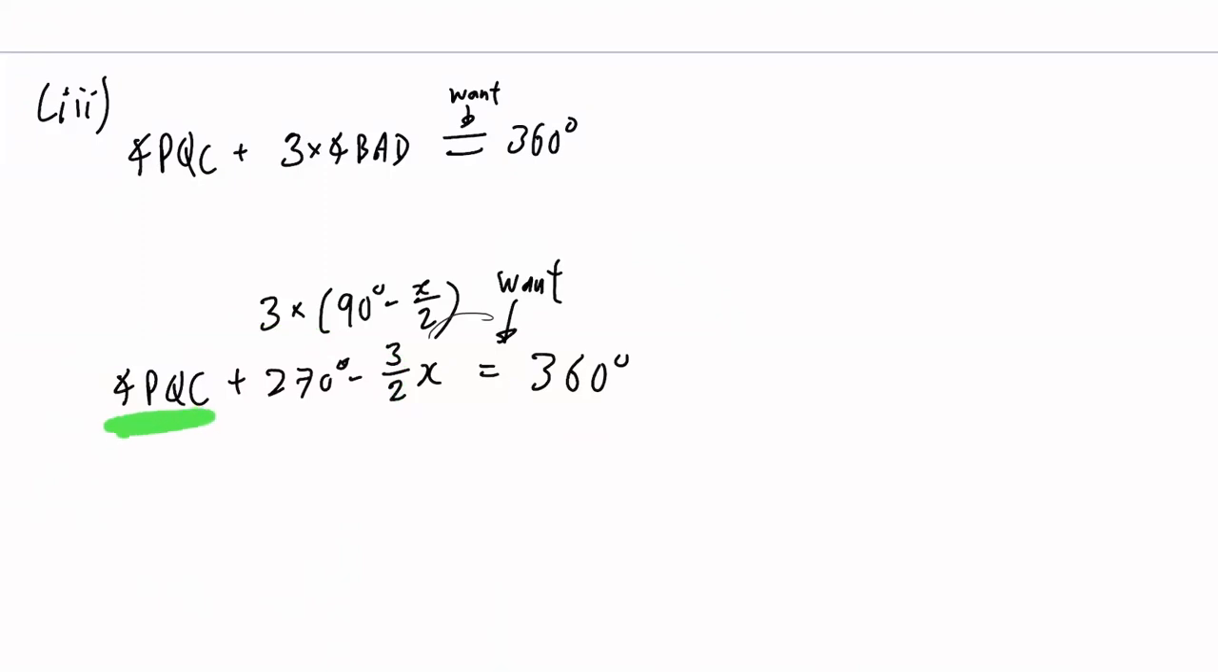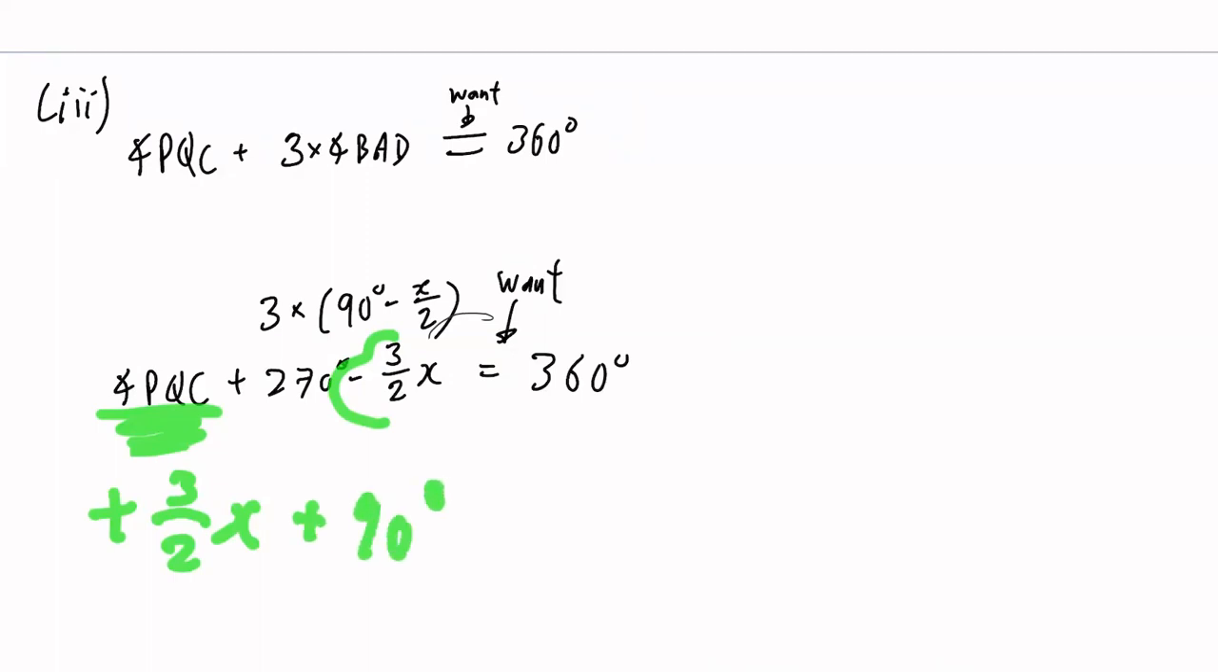What we do realize, or hopefully you can realize, is that for PQC, wouldn't it be nice if it was positive 3 over 2x? Where did I get this from? Sorry. Positive 3 over 2x plus 90 degrees. Can you see why that would be a good idea? You're just making angle PQC the subject. Okay. This 2 will cancel. 270 plus 90 gives you 360.